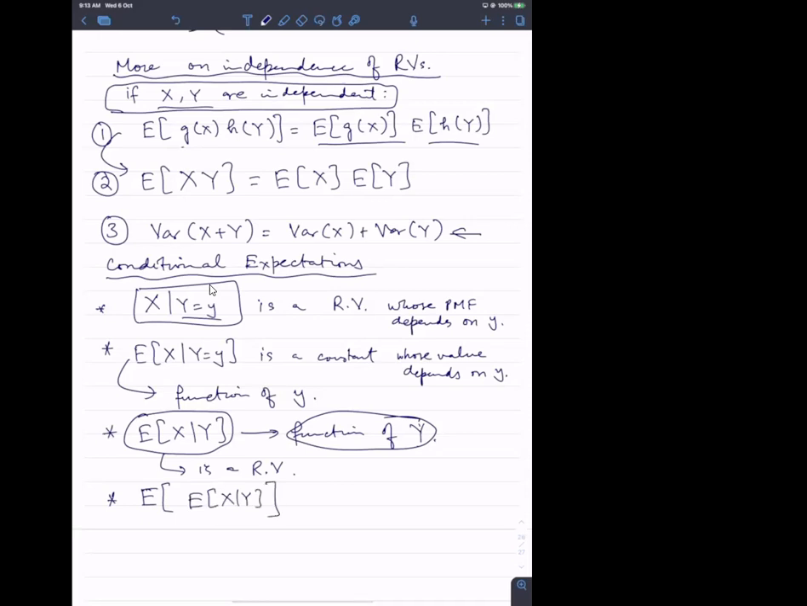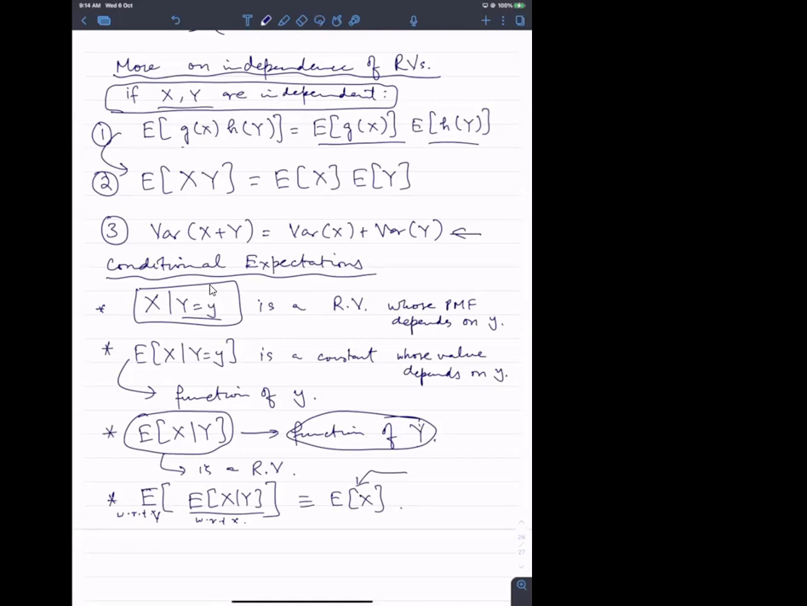So this inner one is a random variable, and this expectation is with respect to x. And the outside expectation is with respect to y. And the claim is that this turns out to be equal to expected value of x. You get a constant.